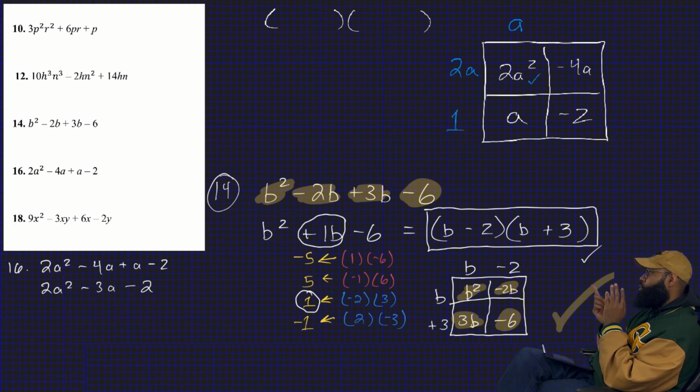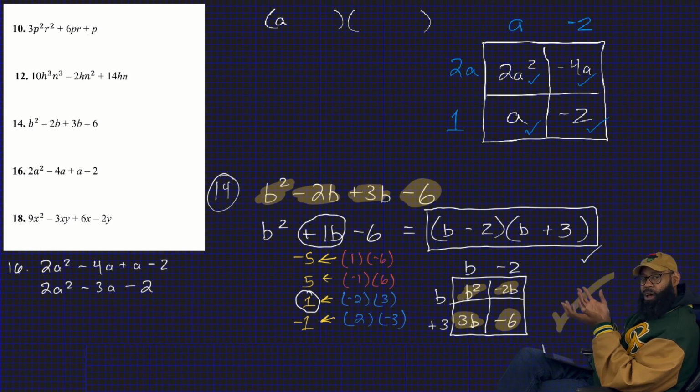Well, 2a times a. And then how do I get a? Well, 1 times a. All right, I'm still just working this out. And 2a times negative 2 gives me negative 4a. So that checks. Boom. And then, of course, 1 times negative 2 is negative 2. Boom. I just used the box to figure out the 2 binomials.